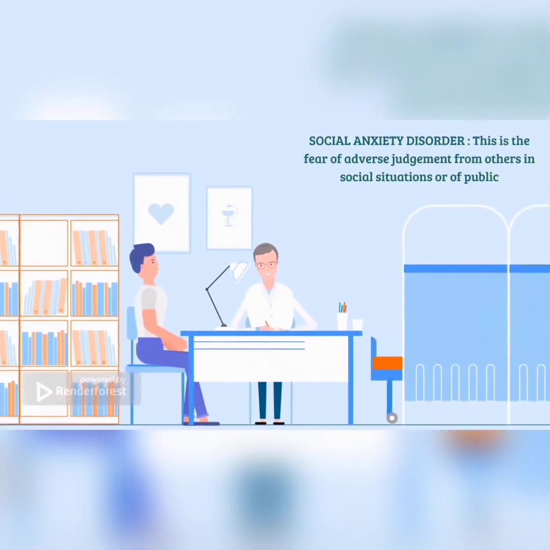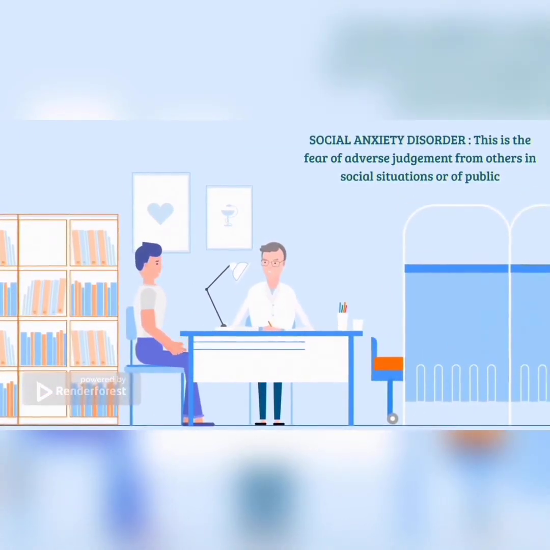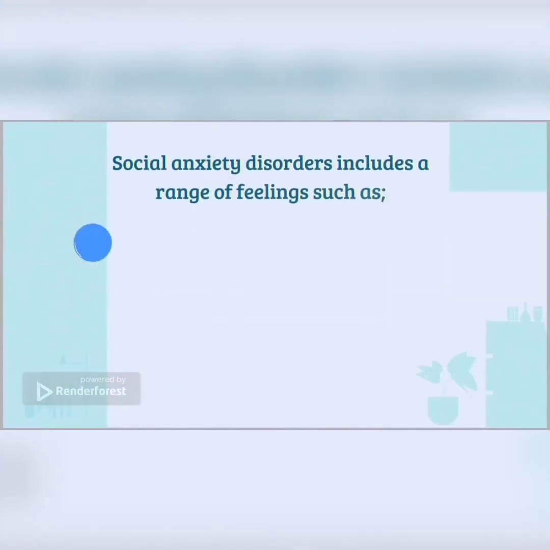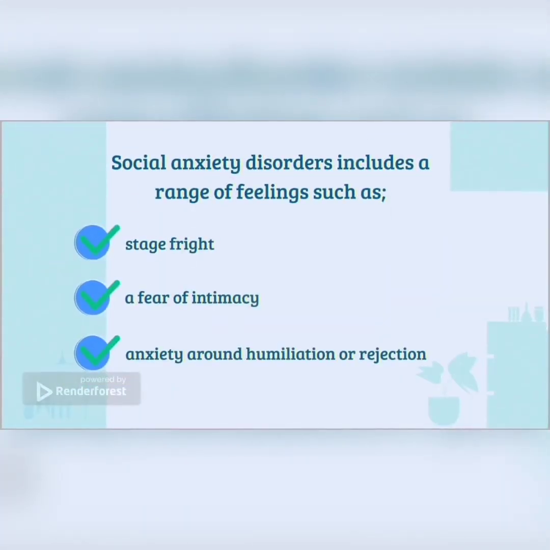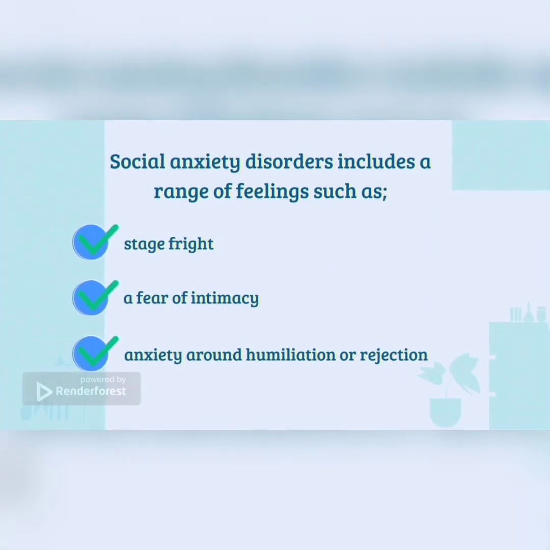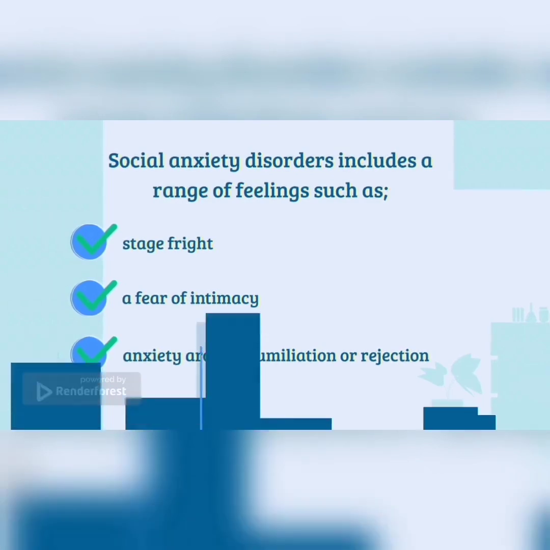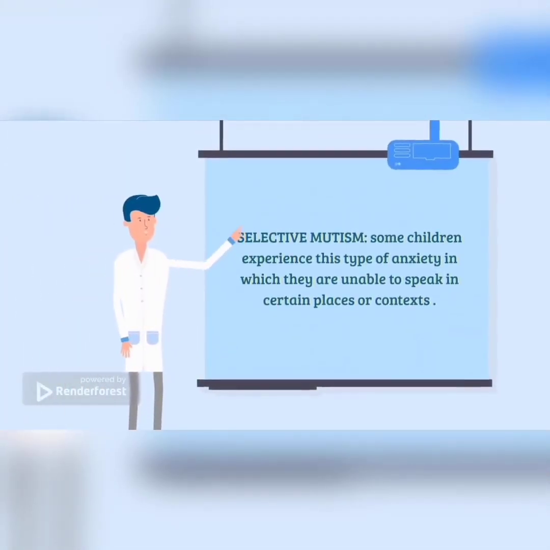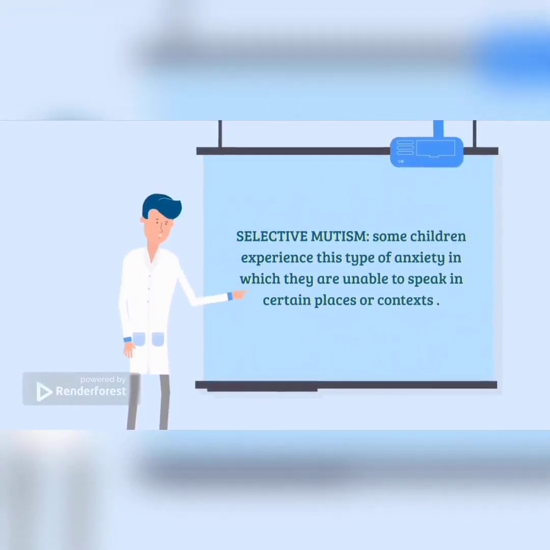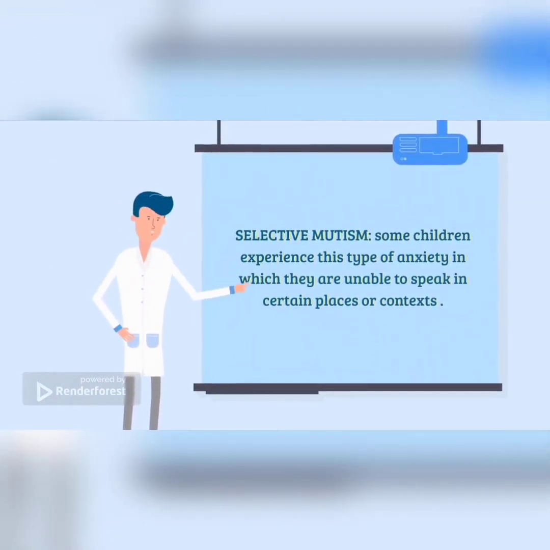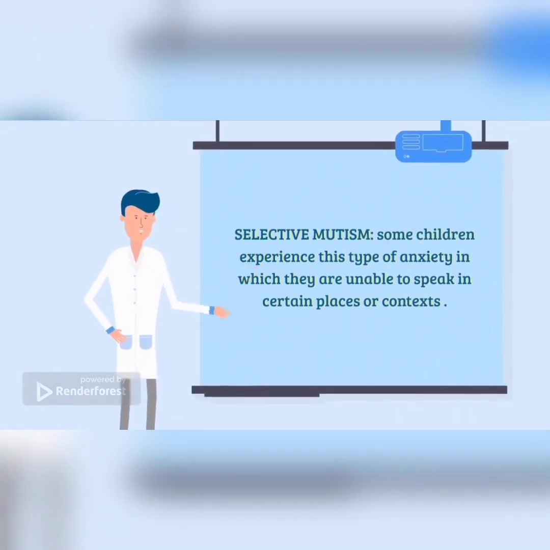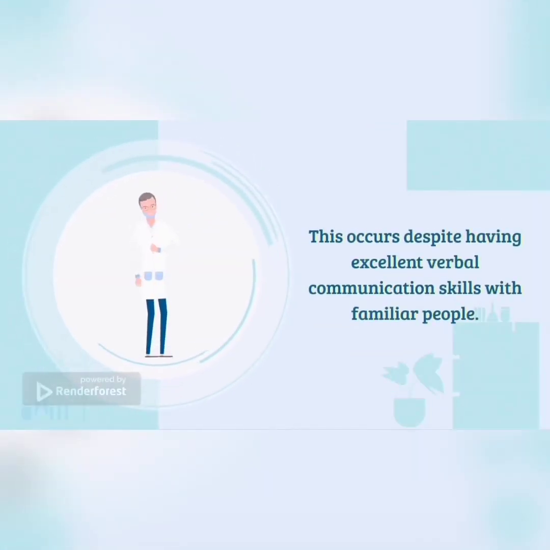Social anxiety disorder. This is the fear of adverse judgments from others in social situations or of public embarrassment. Social anxiety disorder includes a range of feelings such as stage fright, a fear of intimacy, and anxiety around humiliation or rejection. Selective mutism. Some children experience this type of anxiety in which they are unable to speak in certain places or contexts. This occurs despite having excellent verbal communication skills with familiar people.